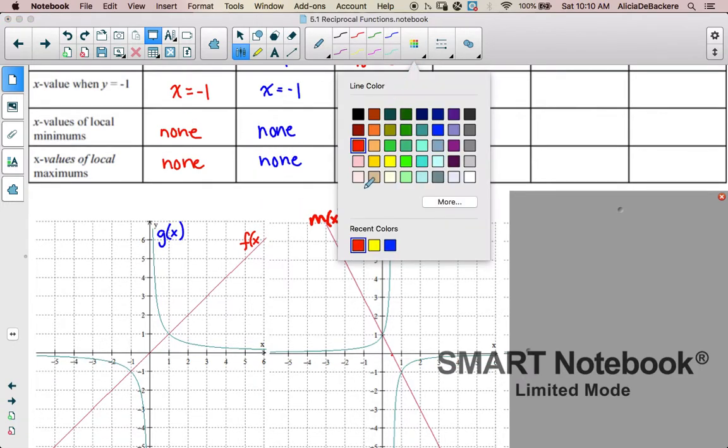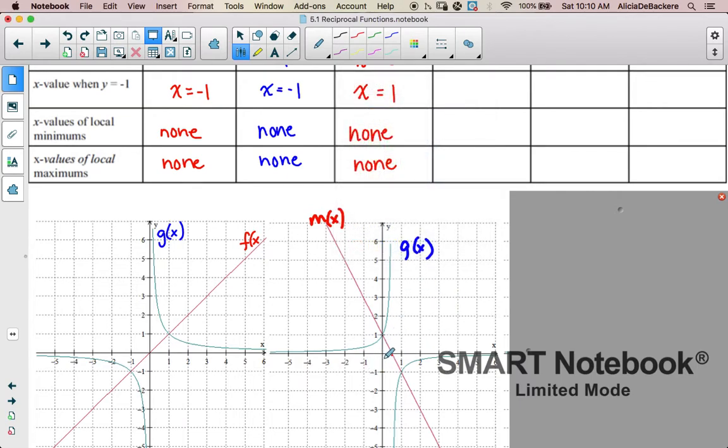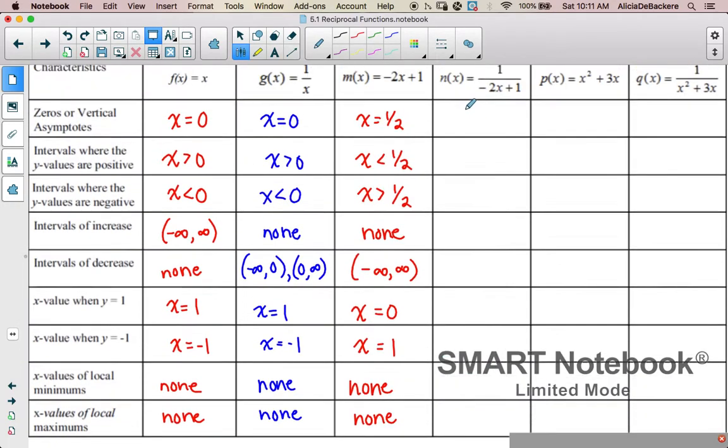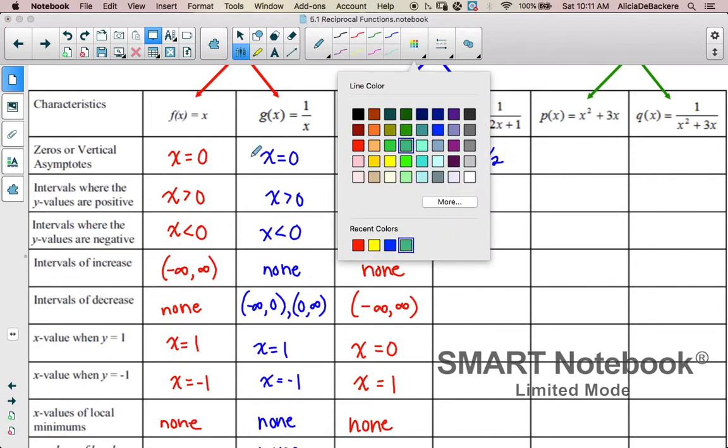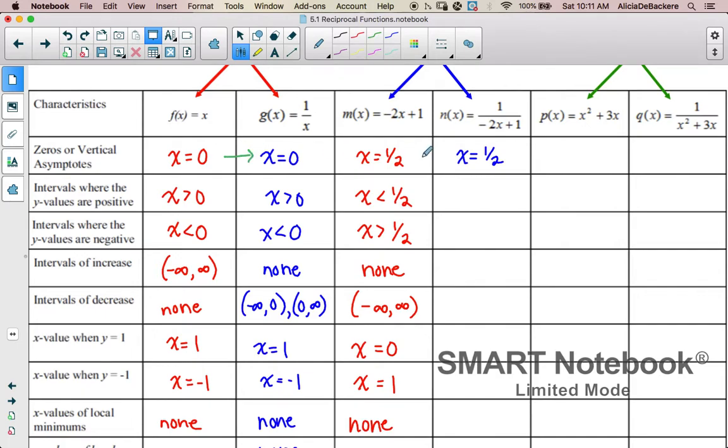I'm going to switch over to looking at my blue graph now and looking for the vertical asymptote. I notice that it does actually pass through where the x-intercept was on the original function. So what we see here is this connection between the x-intercepts of the original and the vertical asymptotes on the reciprocal.